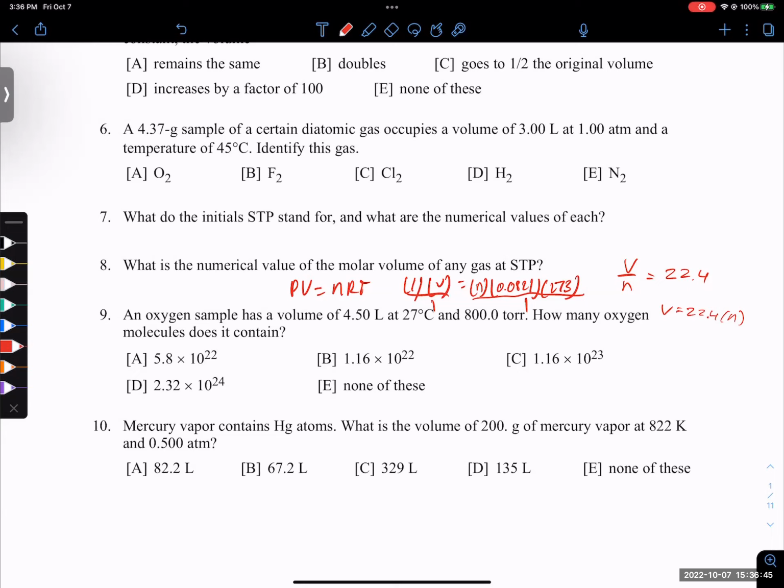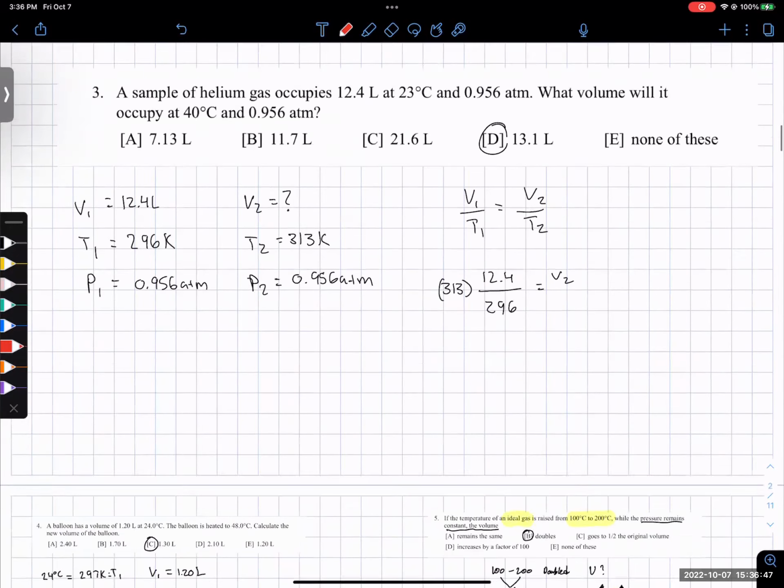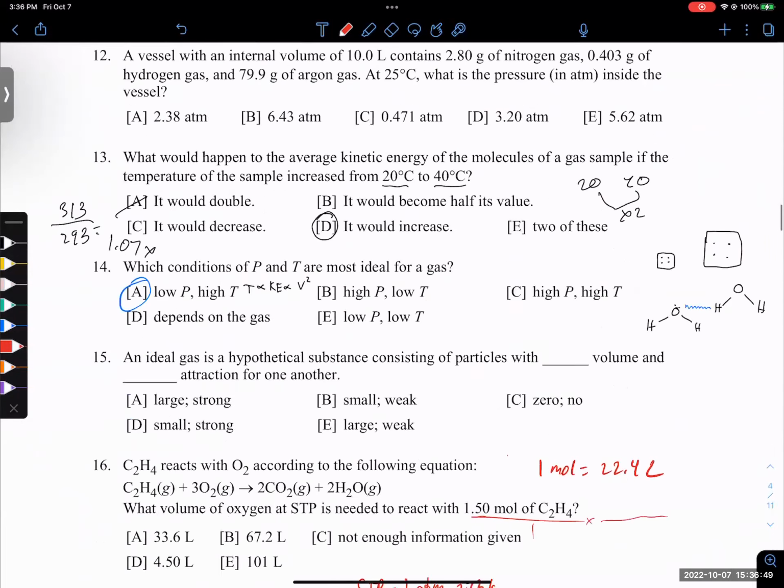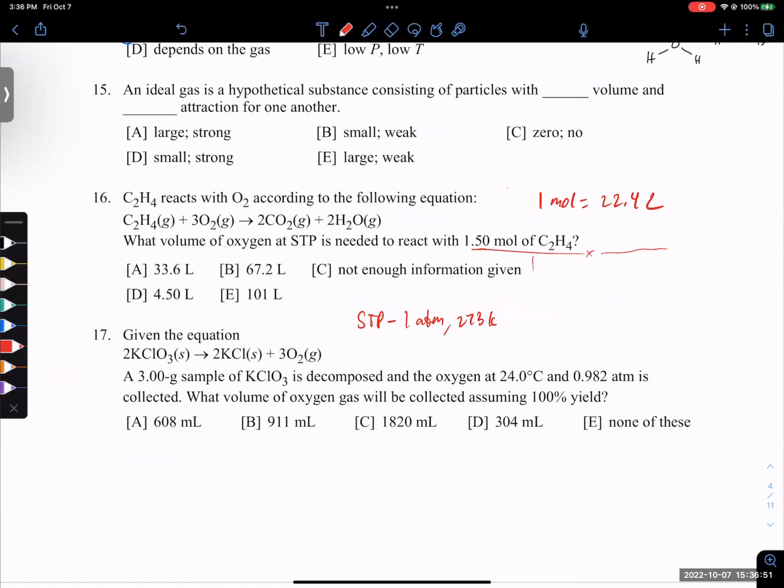So, going back to the previous problem, number 16. What volume of oxygen at STP is needed to react with that? We have 1.5 moles of C2H4, and we're trying to get to oxygen. So for every 1 mole of C2H4, how many moles of oxygen are there using our handy dandy mole ratio?